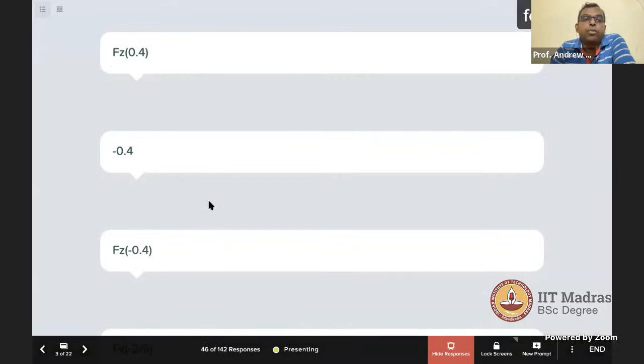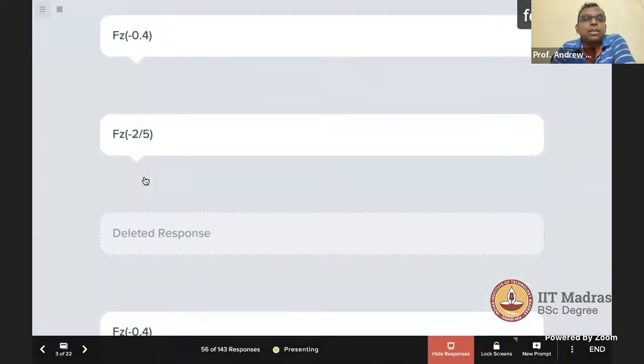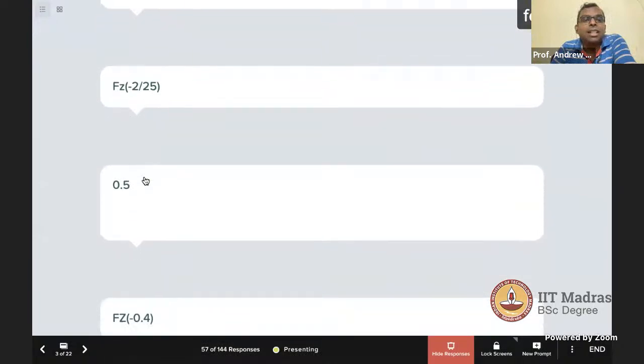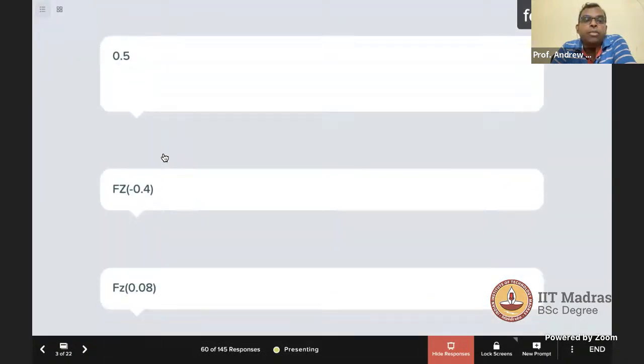FC of minus 0.4. Be careful, the common mistake is plus 0.4. This is X less than 8, so it's 8 minus 10 by 5, which is minus 2 by 5, so minus 0.4. Some people have said just minus 0.4 because it's lazy to write the thing. It's not minus 2 by 25. This is another common mistake: instead of sigma, you're using sigma squared. You need to use sigma. If sigma squared is 25, sigma is just 5. So it's minus 2 by 5.